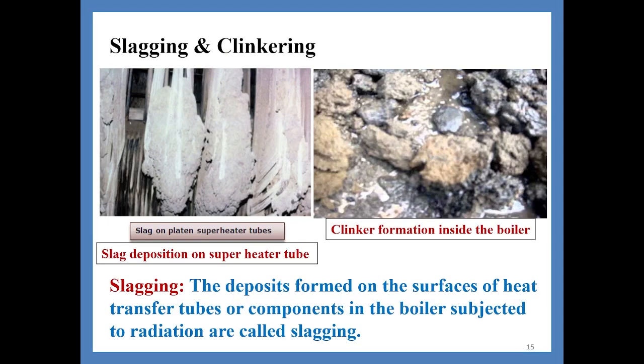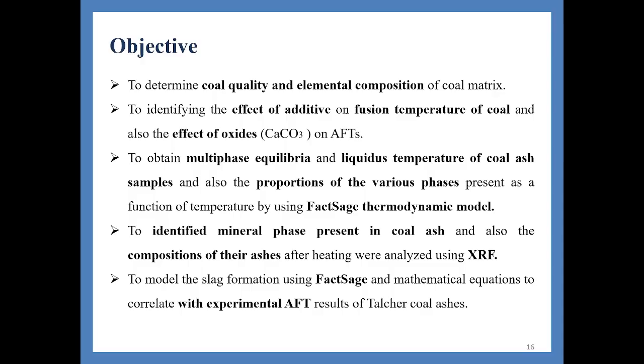What is slagging? In this picture, the clinker formation inside the boiler and the slag deposition on superheater tubes. This is the picture of superheater tubes. What is slagging? The deposit formed on the surface of heat transfer tubes or components in the boiler subjected to radiation is called slagging.